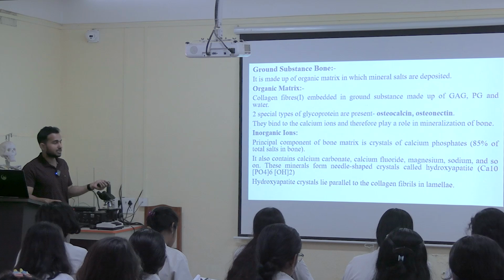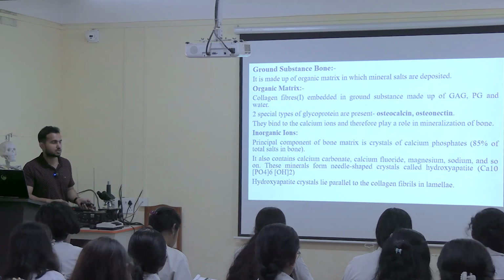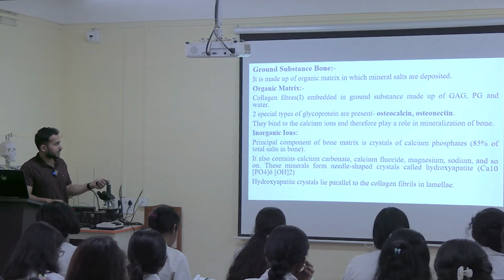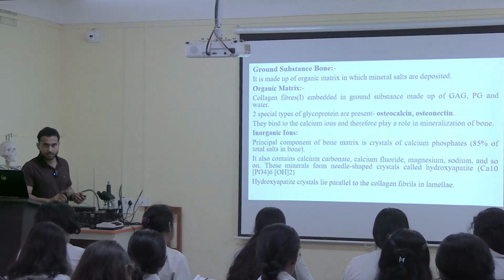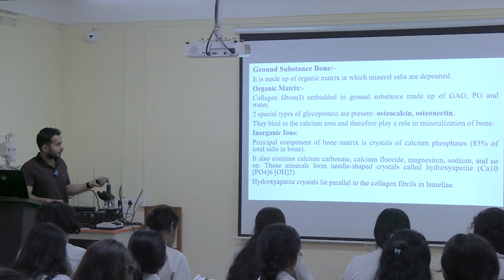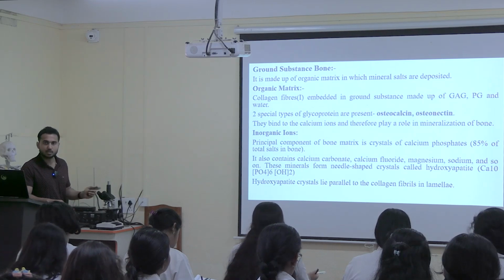Next is the inorganic part. Inorganic part में क्या रहता है? Calcium salts. So as you can see, the principal component is the crystals of calcium phosphate. Now along with that, it also contains calcium carbonate, calcium fluoride, magnesium, sodium, etc. These are also present.